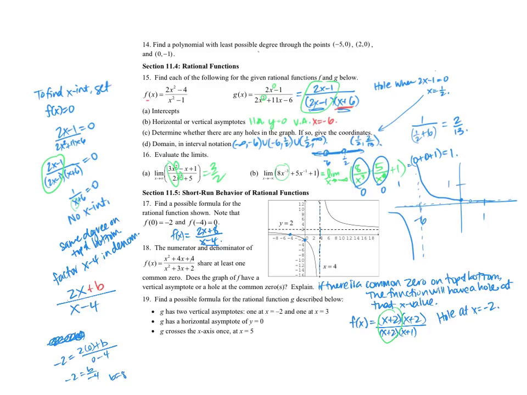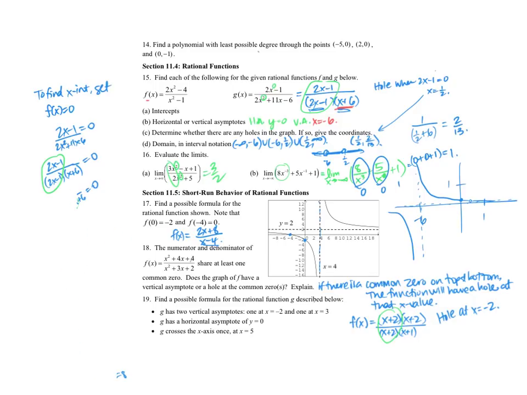Then it says, find a possible formula for a rational function described below. Okay, so it has 2 vertical asymptotes, one at -2 and one at 3. So let's start by working on that one. That means that we'll have these factors in the denominator that correspond to those vertical asymptotes. Okay, so in the denominator we'll have x plus 2 and x minus 3.